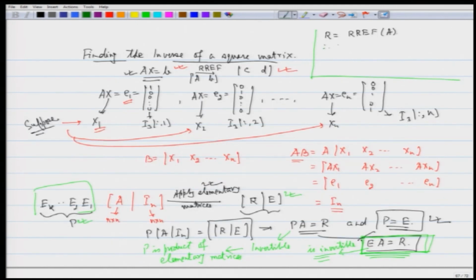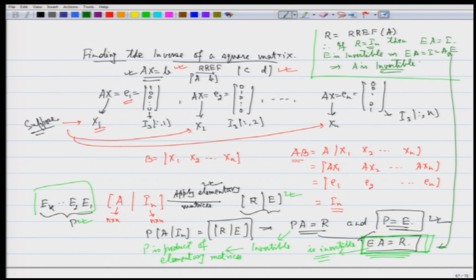Therefore, if R is identity, then E times A is identity. Look at this part from here, E times A is R, R I am saying is identity. So, E times A is identity, E is invertible, implies E times A is equal to I is equal to A times E, and therefore A is invertible.